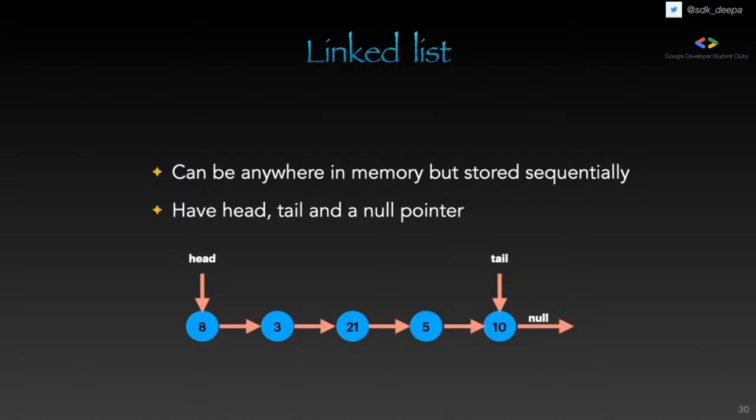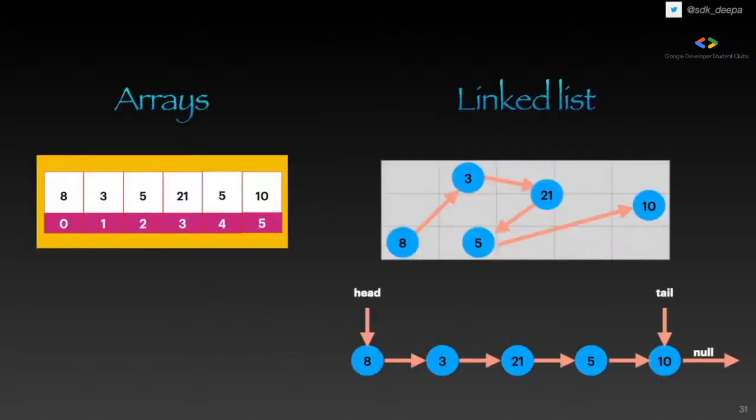It's not like that. So linked lists also have a head, tail, and a null pointer, like how you see it here. Head is always the beginning of the list, and tail would be pointing to the last item, which is pointing to null. So just to give you a visual, on the left, you see arrays which are contiguous in memory, but in linked lists, it can be anywhere, but they are stored sequentially.